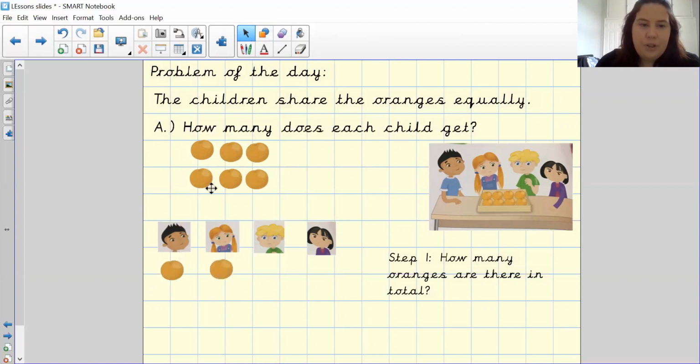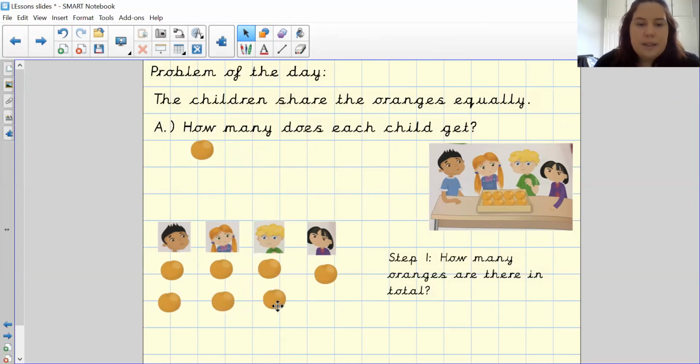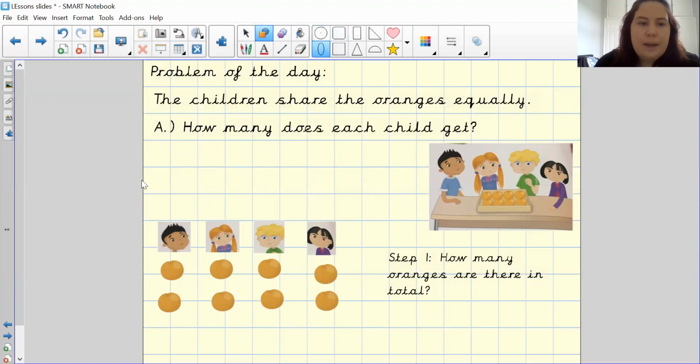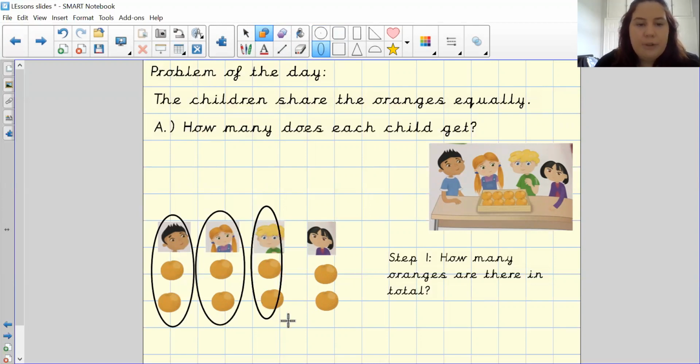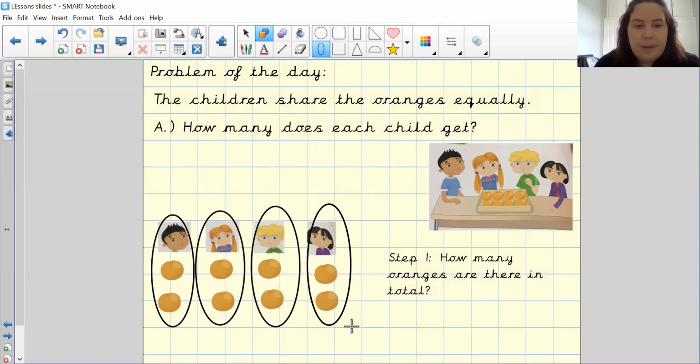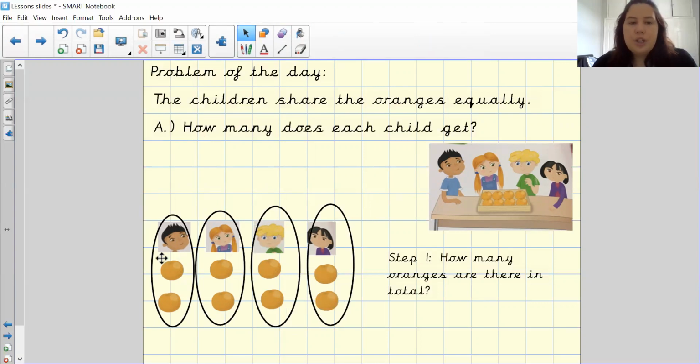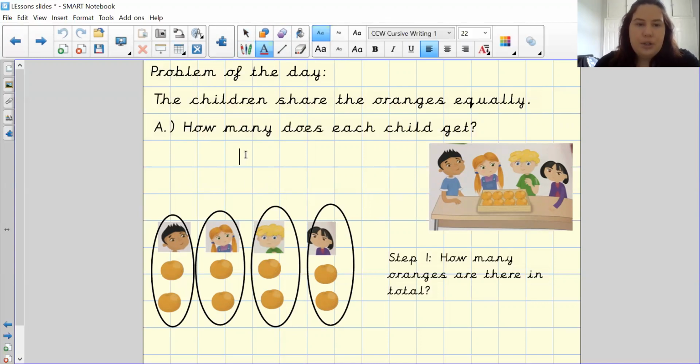1, 2, 3, 4, 5, 6, 7, 8. So all we're going to do now is we are going to group them. It's something we have done before when we group them together. So how many does each child get? Well done. So they would get 2 oranges each. And there we go, I've solved my question A.